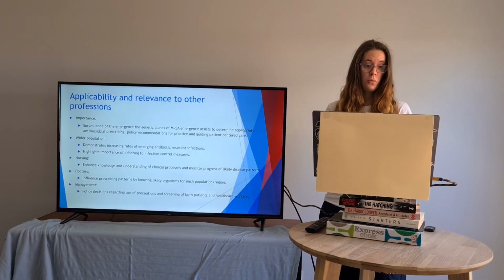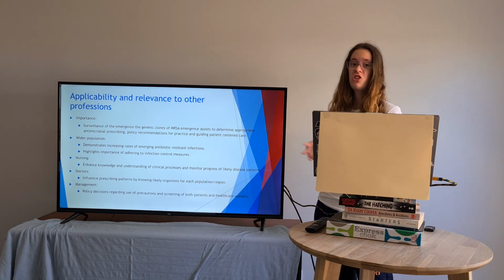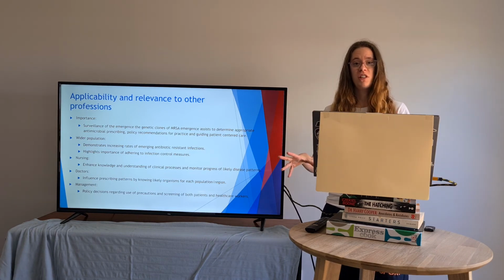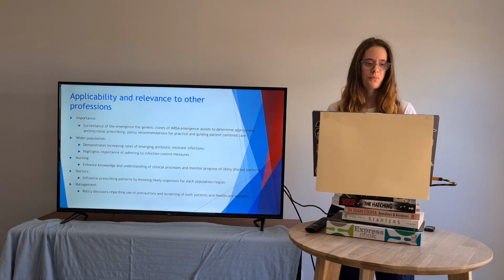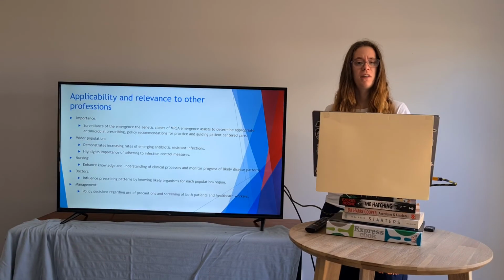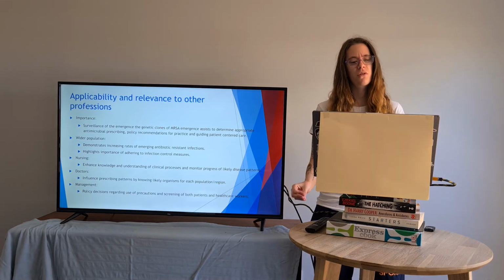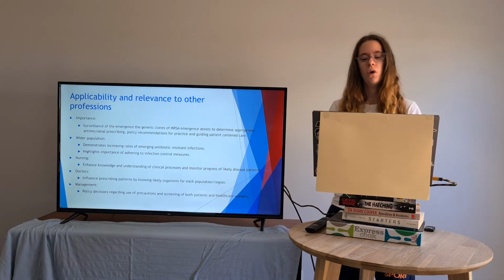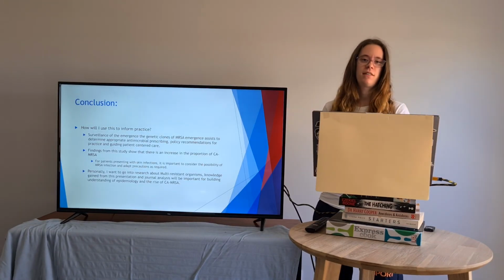Importantly, from a medical perspective, this will also help to influence prescribing patterns by knowing the likely organisms for each population and region. Again, referring back to our map, we now know and have a bit of an estimation of the likely emergence patterns of PVL positive and PVL negative for those areas. Finally, from a management perspective, this is important for policy decisions regarding the use of precautions and screening for both patients and healthcare workers. In conclusion, how can this be used to inform practice?